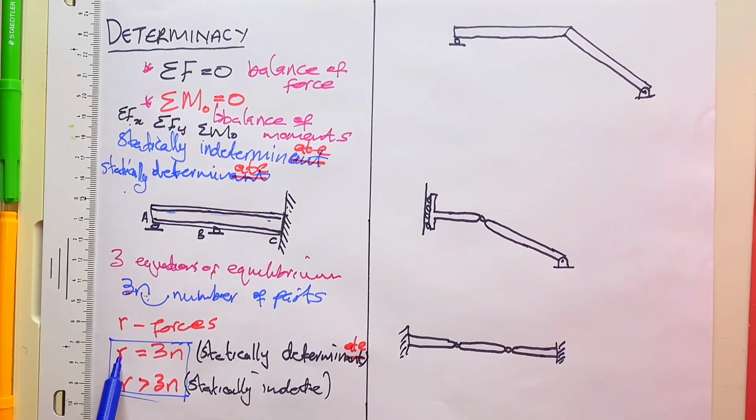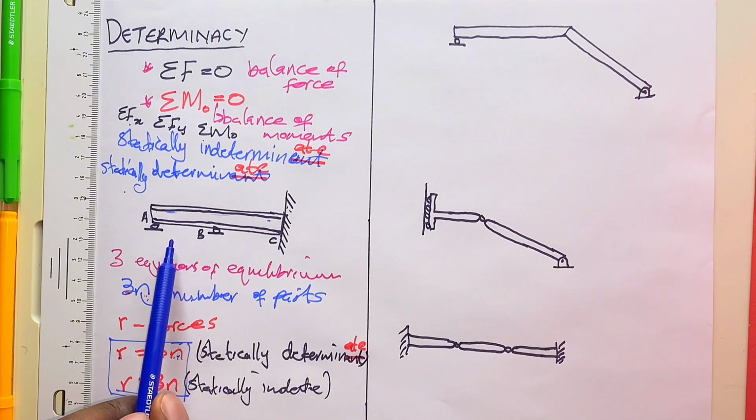Now, we say that R is the number of forces and n is the number of parts, and we multiply n by 3 because we are going to take the 3 equations of equilibrium that we have for coplanar forces and assign it to each member. So if you have 4 members, then each member will have 3 equations. Therefore, we multiply 4 by 3.